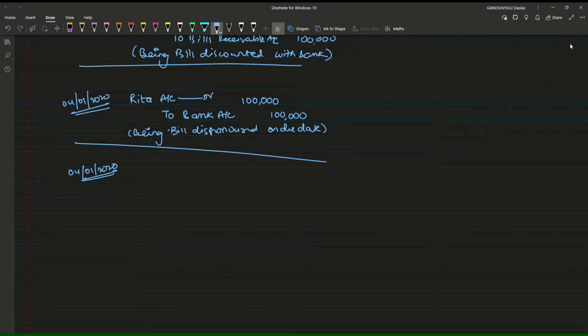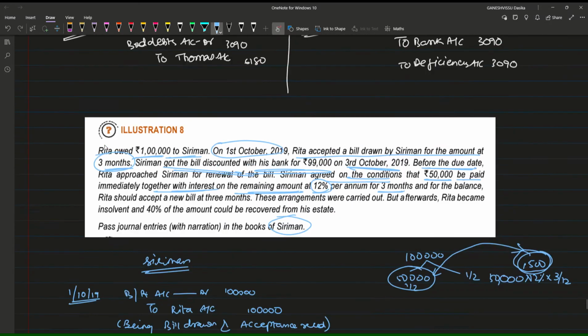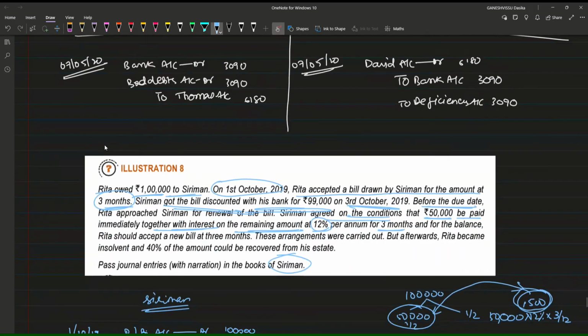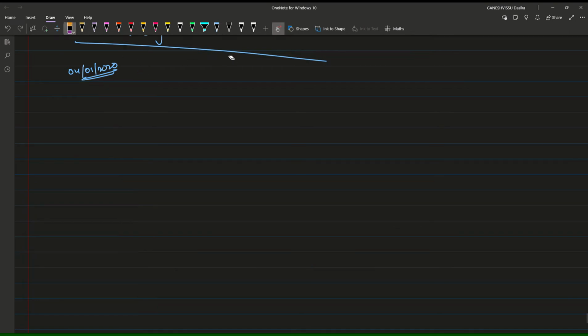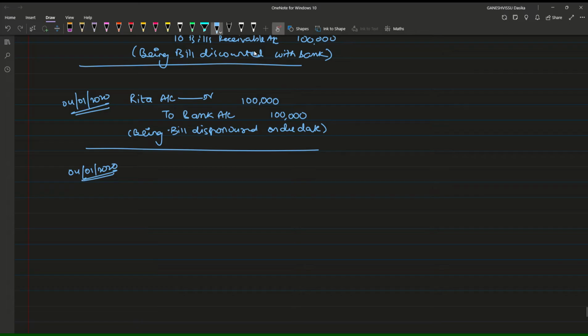Okay, what has happened here? Siriman is asking Rita to pay 50,000 together with interest, the interest on the remaining amount at 12% per annum for 3 months. First of all, what we need to do is pass this interest entry. For this interest we need to pass one entry. We are going to receive the interest from Rita.